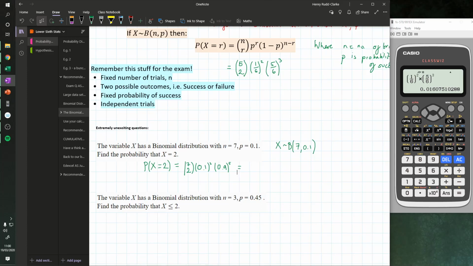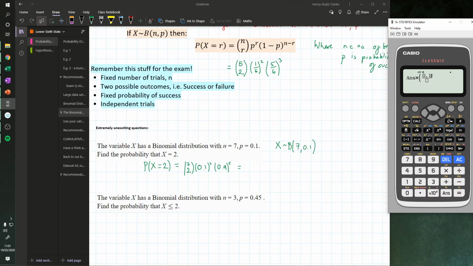Where am I going? So clear everything. So nCr. We're going to have 7 choose 2, 7C2, so we'll just say that's 21, and then we'll times that by 0.1 squared.